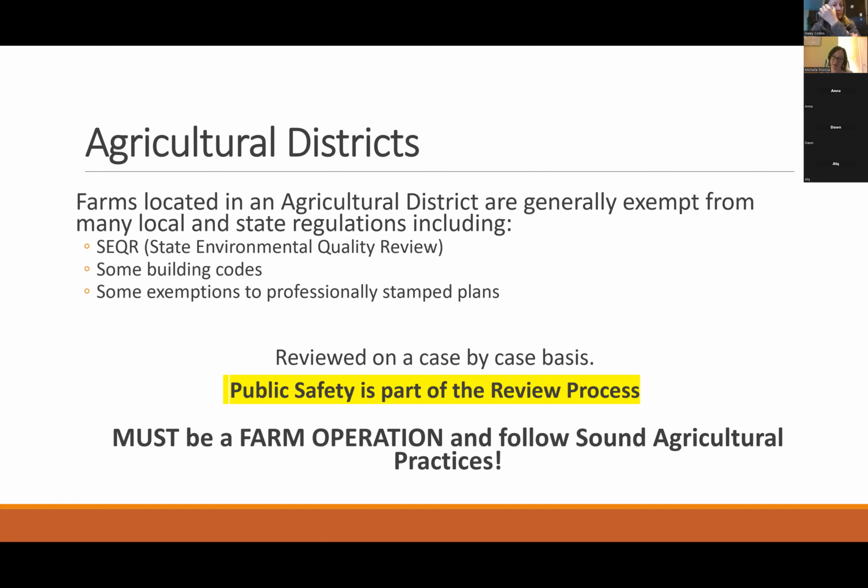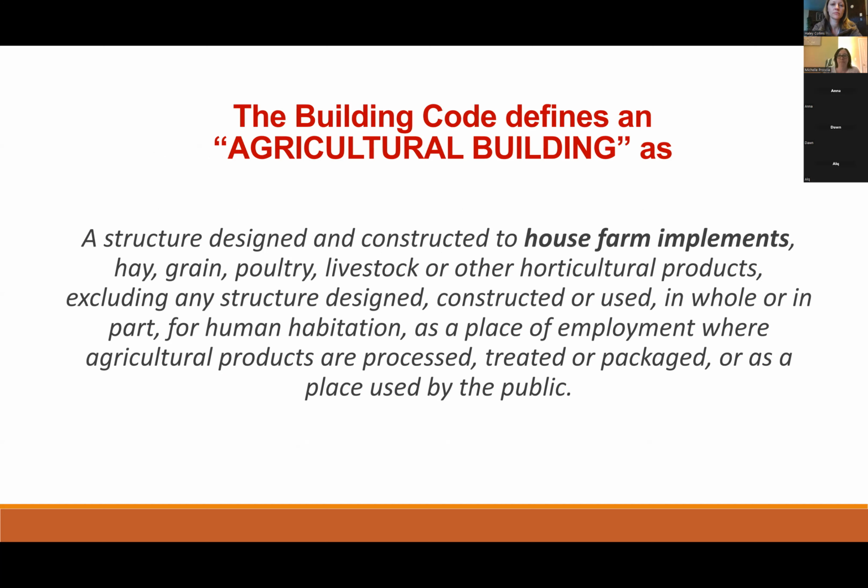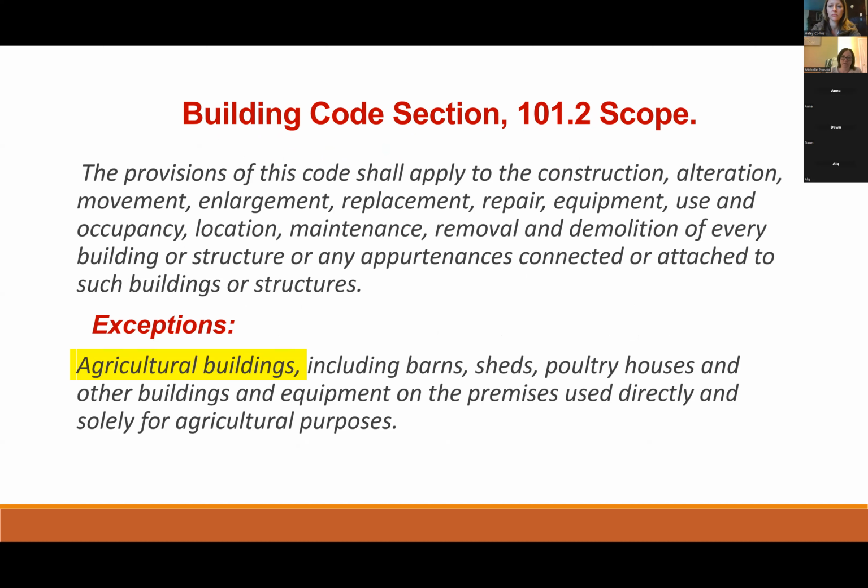And again, I'll reiterate that you must be a farm operation and follow sound agriculture practices in order to get the protections of an ag district. And there's a whole review on how to do that, and we'd be happy to walk you through how that all goes down. But these are just what we pulled from Ag and Markets. I'm not going to go through them, but the different building codes and how they are defined through Ag and Markets here. Basically ones that are constructed and designed for agriculture purposes. And they do have some exemptions on building code when it comes to agriculture buildings.